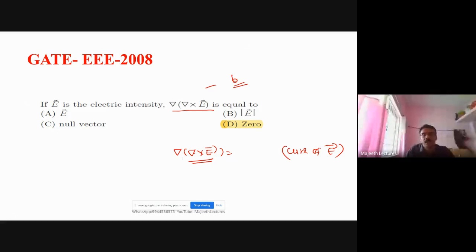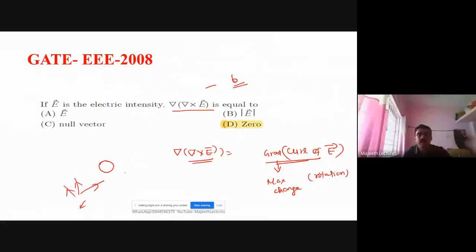Del on a scalar means it is the gradient, right? So gradient means maximum change. Curl means rotation. In rotation, can you find where the maximum change is? You cannot. In divergence only, we can. If you go like this, you can see whether you are going in the maximum direction or the minimum direction. But if you rotate like this, you cannot tell whether you are going in the maximum or minimum direction. So the answer must be 0.